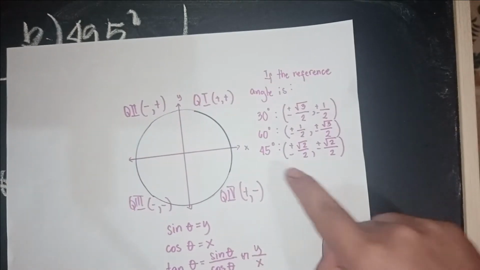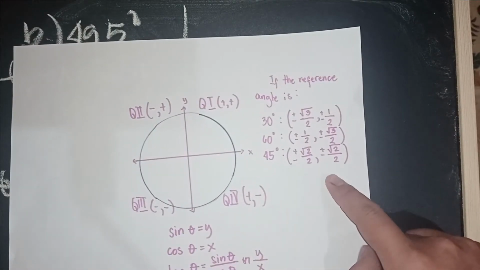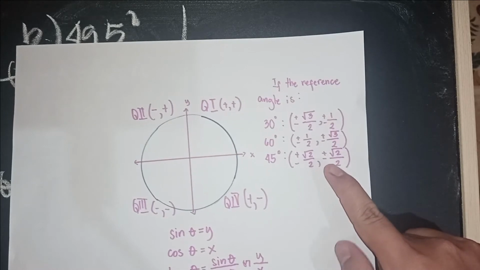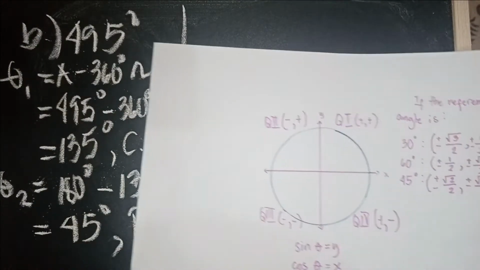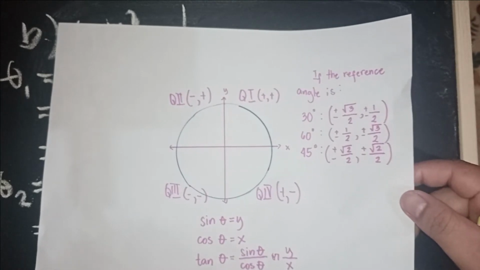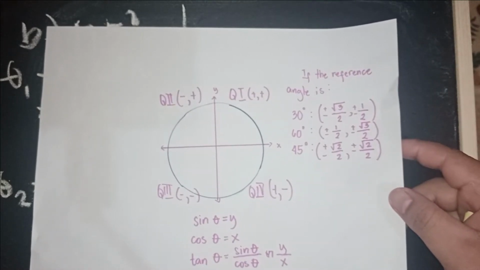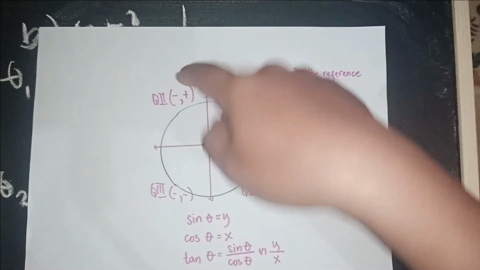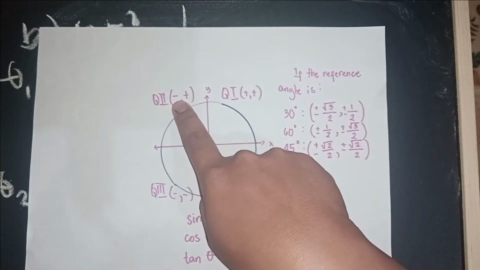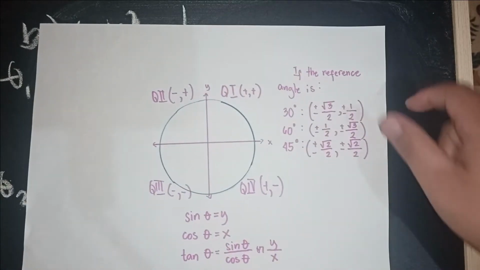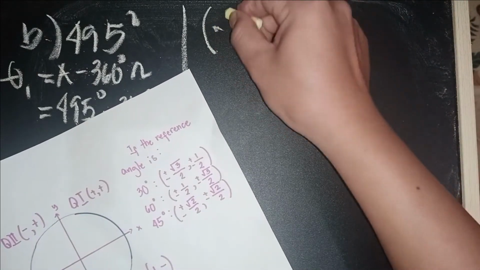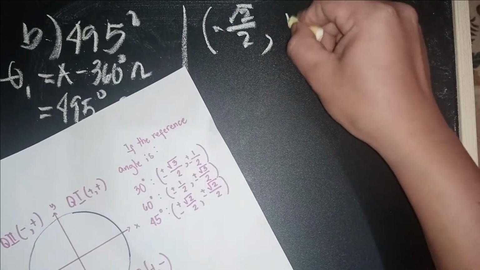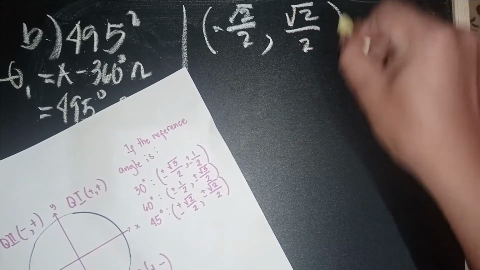So, pag yung reference angle is 45, ito yung possible na coordinates ng point of intersection ng terminal side at saka ng unit circle. Now, yung 495 degree angle or yung 135 degree angle, saan makikita yung terminal side? Tama, sa quadrant 2. Since nasa quadrant 2 siya, yung ating x-coordinate is negative at saka yung y-coordinate natin is positive. In other words, we have here a coordinate of negative square root of 2 over 2 at saka square root of 2 over 2.